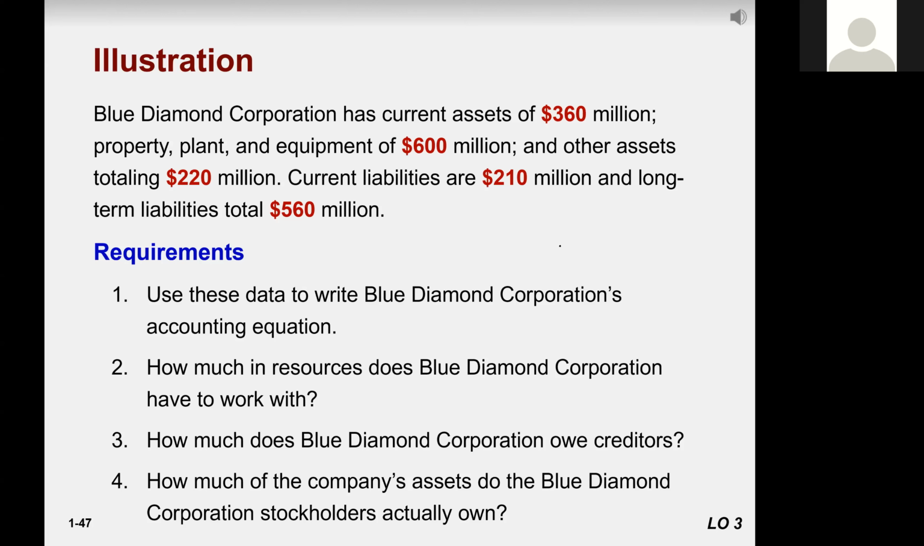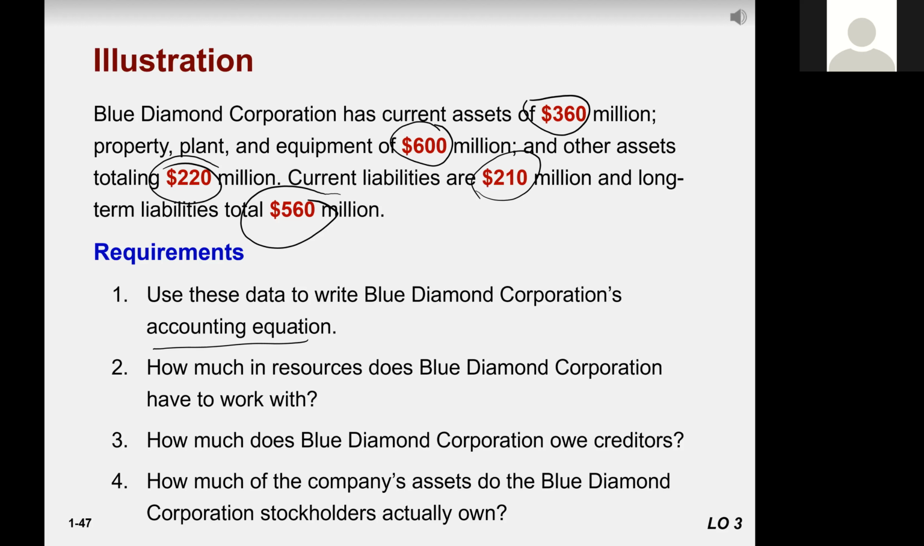So, illustration. Let's just do that. We have Blue Diamond Corporation, which has current assets of 360 million, property, plant, equipment, 600 million, other assets, 220 million. Current liabilities are 210 million and long-term liabilities are 560 million. Now, use these data to write Blue Diamond's accounting equation.